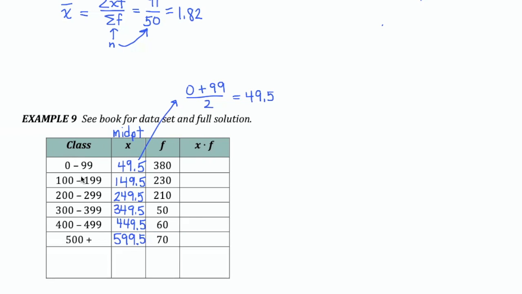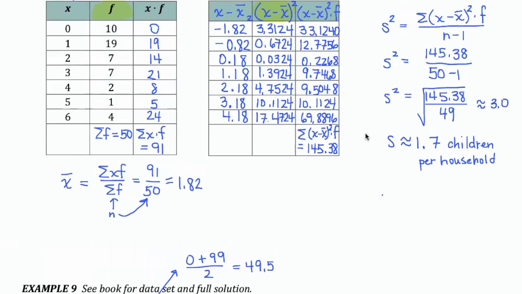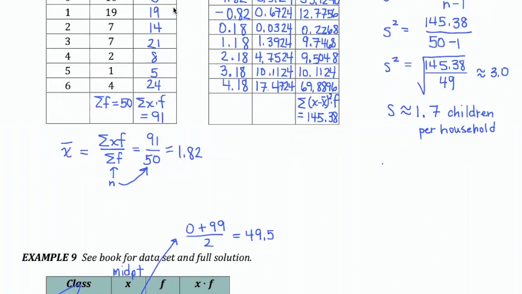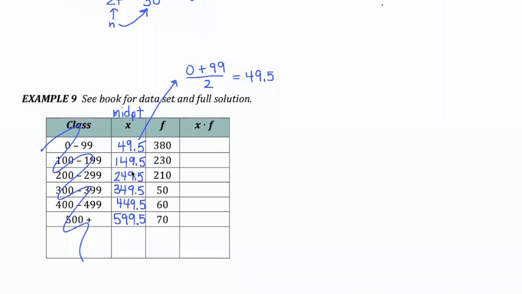But once you've gotten through that, then basically you can ignore the classes. And now this table looks just like the last one we did with an X and F, product of X and F, etc. So once you have gotten the midpoints, you'll do the exact same process as we saw in the last example to get the answer. So again, that's why I'm not going to take you through the whole thing, because after the first step of finding X, the midpoint, it's the same as the last one. And all the work is fully shown in the book if you do want to see.